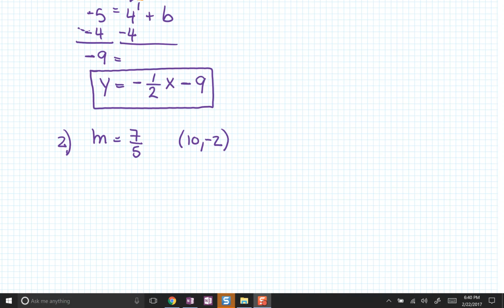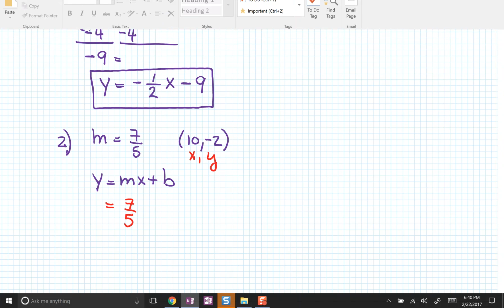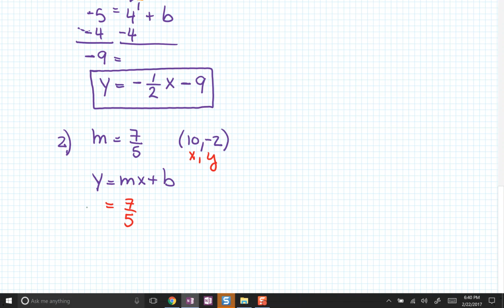So here's how I do it. I'm going to use y equals mx plus b, and we're going to go ahead and put in the m, which is 7/5, and then this will be our x and y. So I'll go ahead and plug in the x and y. Y is -2, and then x is 10, and we're just going to solve for b.